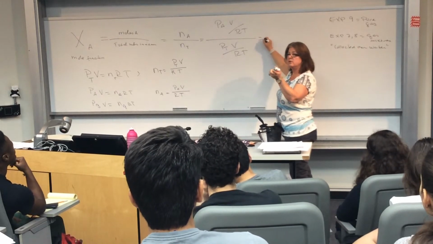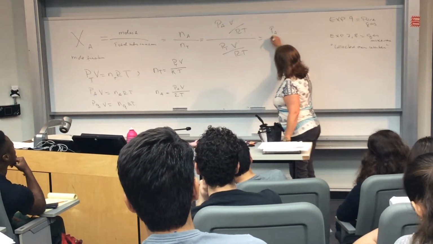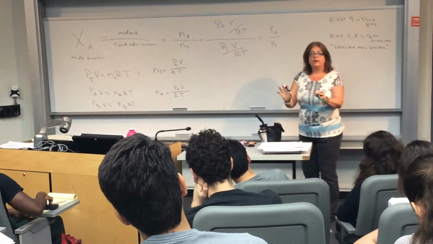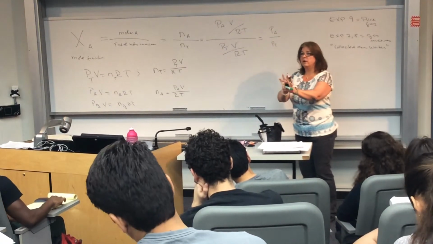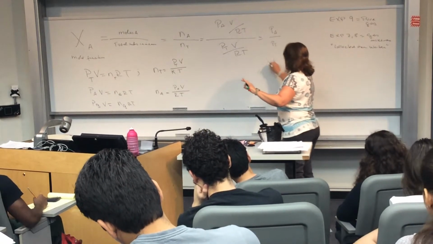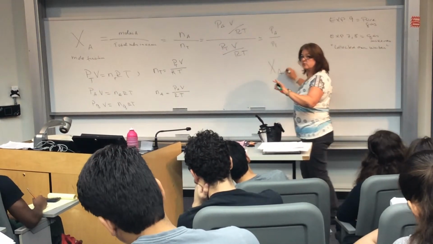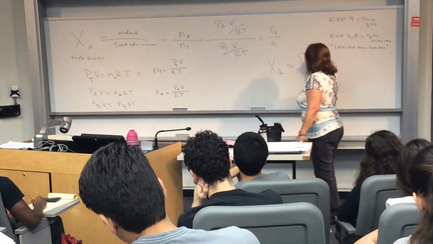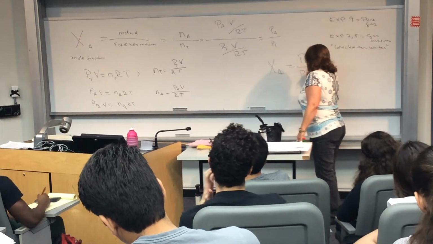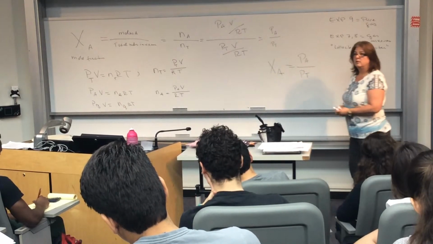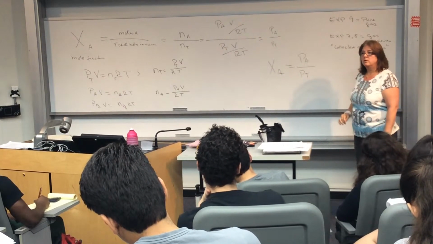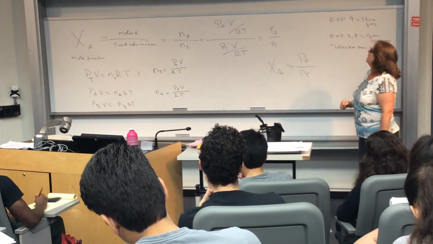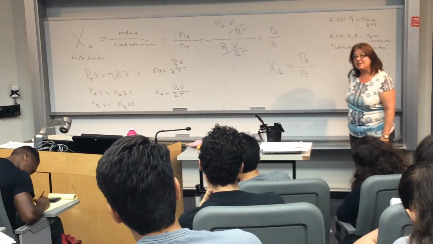So what's up? P sub A over P sub T. I don't know about you, I get goosebumps. Dalton's law of partial pressures: the mole fraction of an individual component is equal to the partial pressure of that component over the total pressure of the mixture. I don't know about you, I get goosebumps. Isn't that what we said?